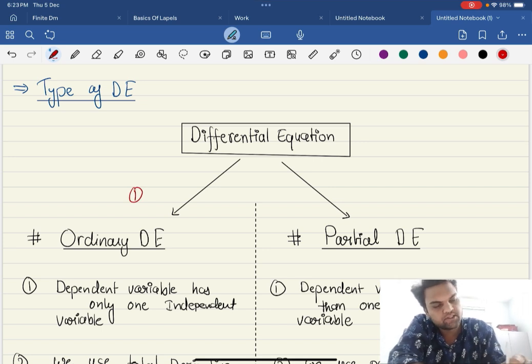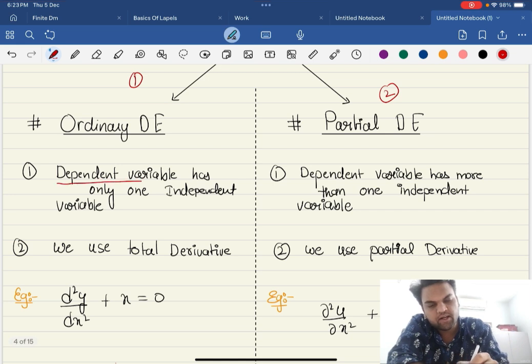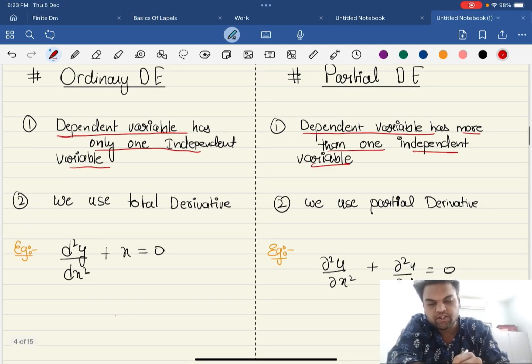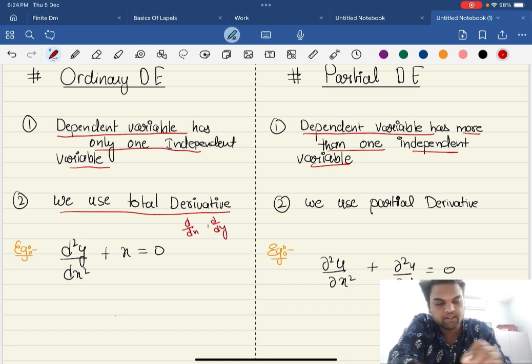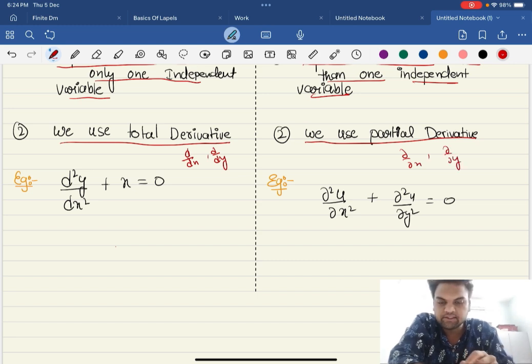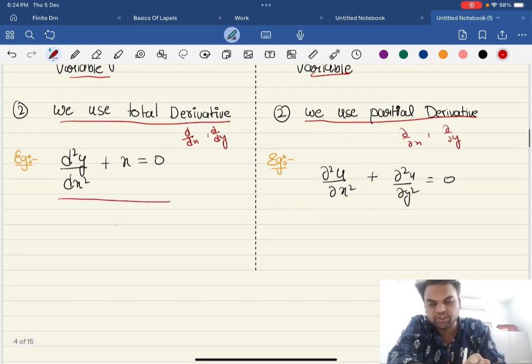One is the ordinary differential equation and the second is the partial differential equation. In an ordinary differential equation, the dependent variable has only one independent variable. However, on the other hand, a partial differential equation has a dependent variable which has more than one independent variable. In an ordinary differential equation, we use a total derivative like dy over dx, and in a partial differential equation, we use partial derivatives like del over del x, del over del y, like this.